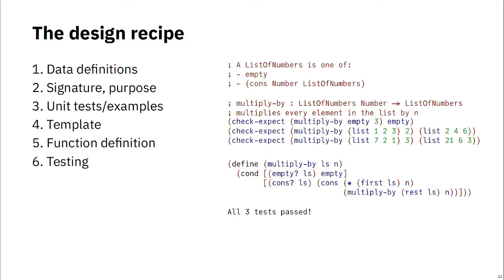Finally, we run our function, and then the DrRacket IDE will tell us that all of our tests passed. This is a completely designed function and would get full marks in 211.